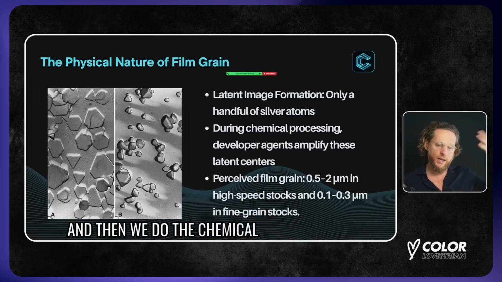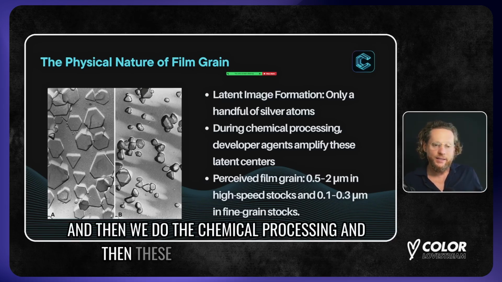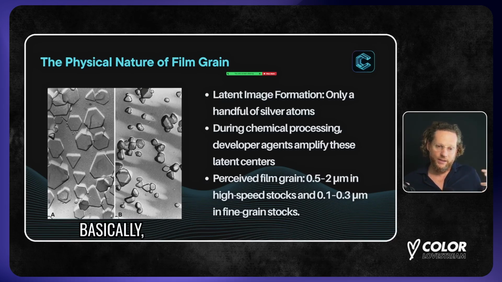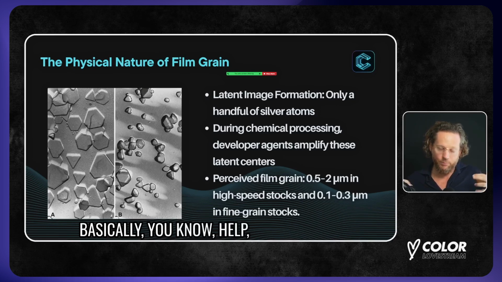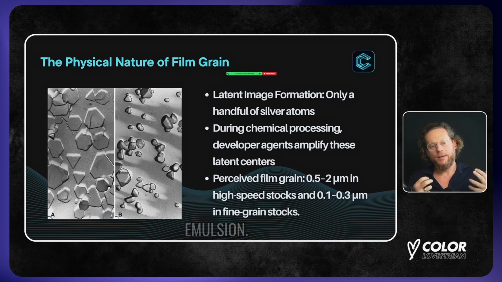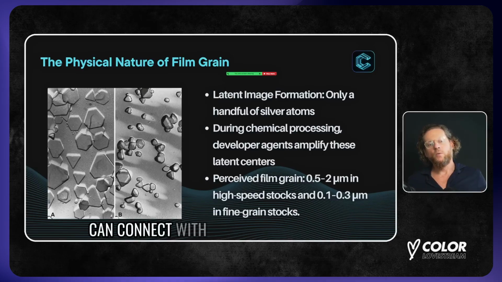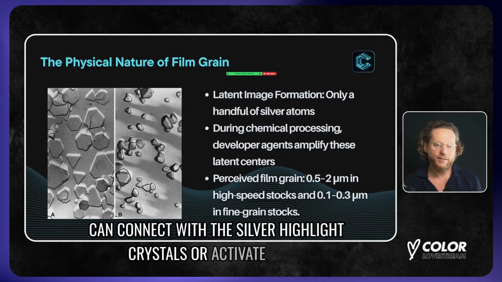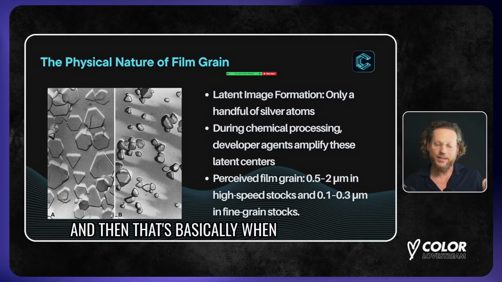Then we do the chemical processing, and these developing agents help the dye inside the emulsion connect with the silver halide crystals, or activate them. And that's basically when they become visible.